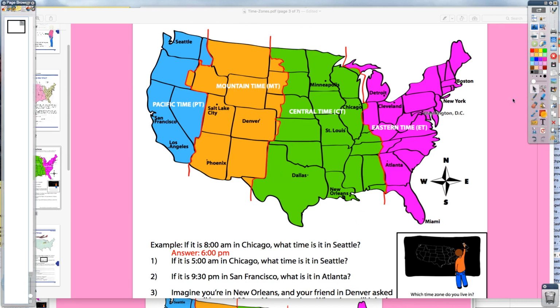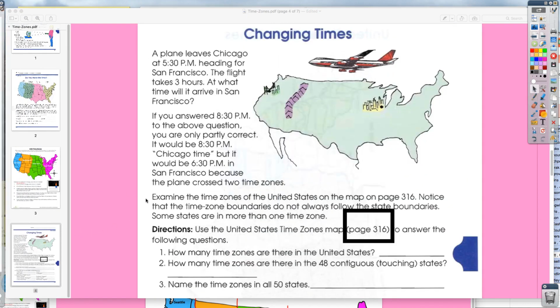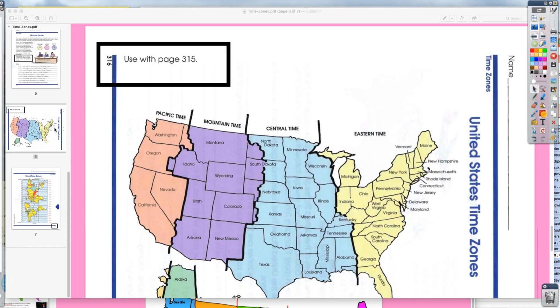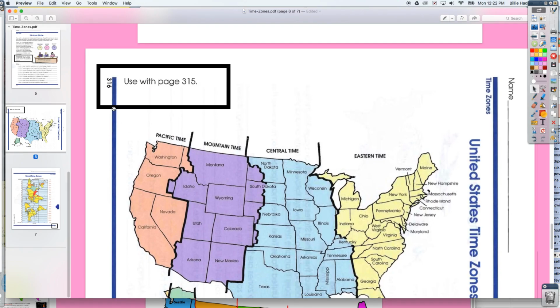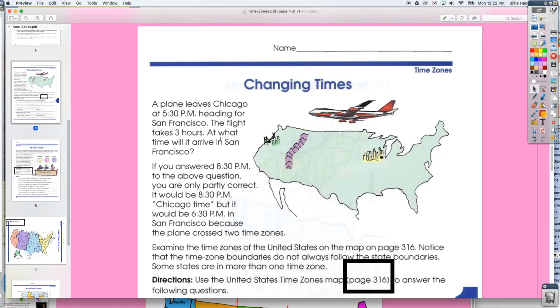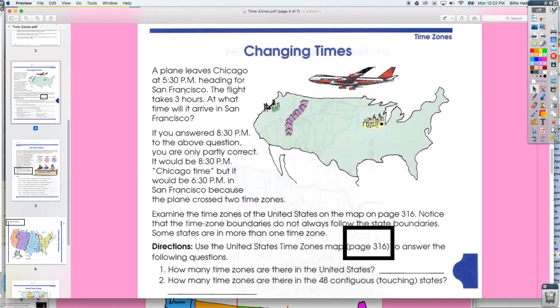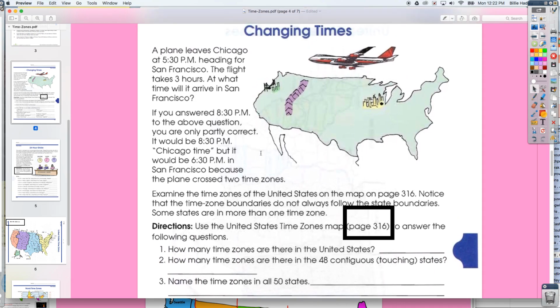We're going to go to the next page. To answer the questions on this page, you are going to use the map on page 316. The map on page 316, this is page 316, so this is the map you are going to use to answer those questions. So it gives you an example first, but let's look at this.